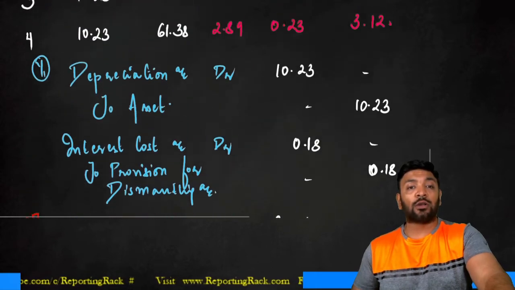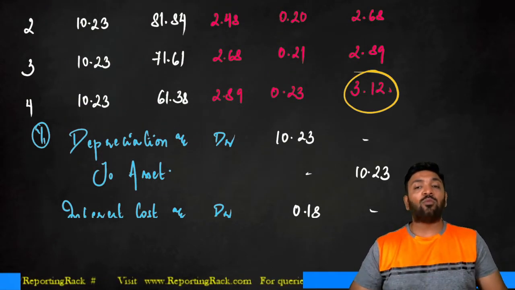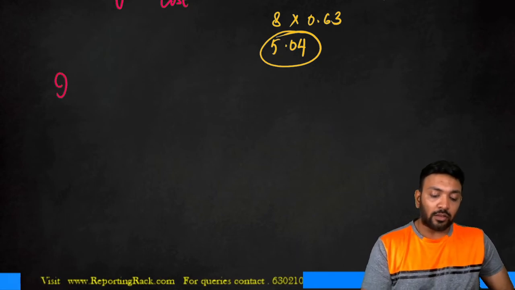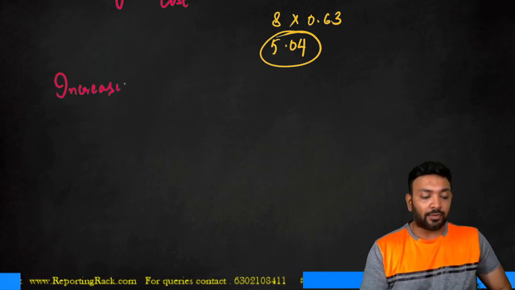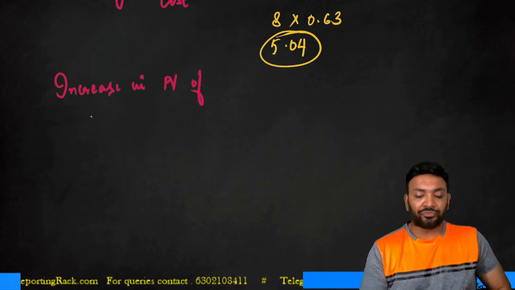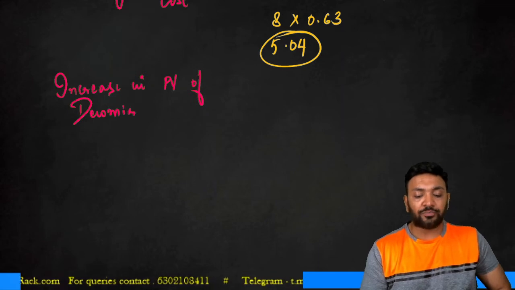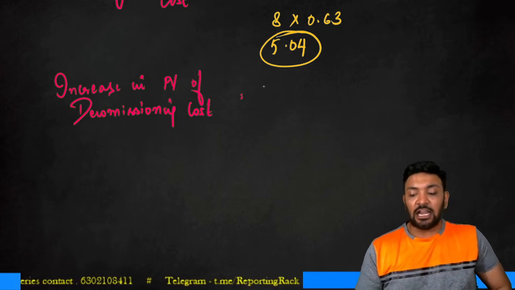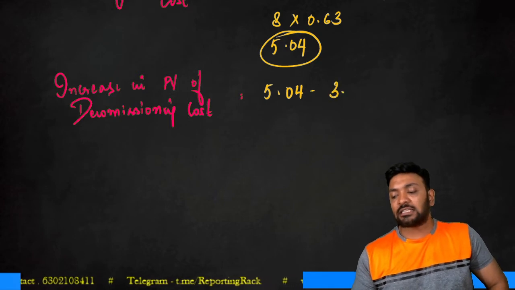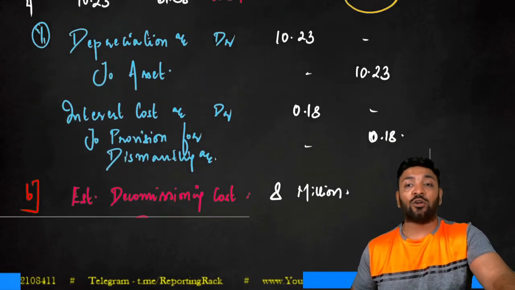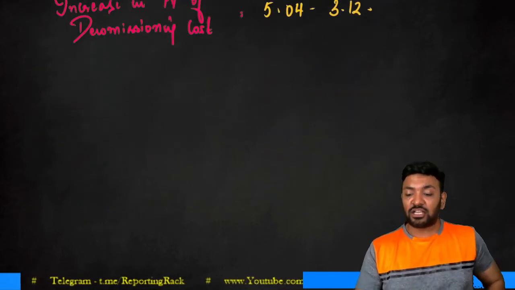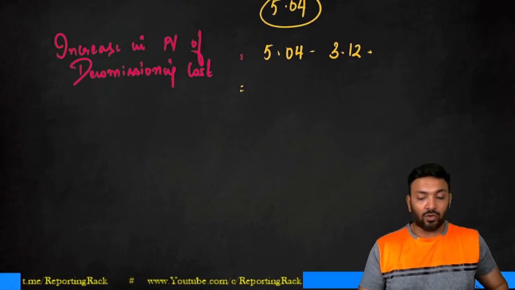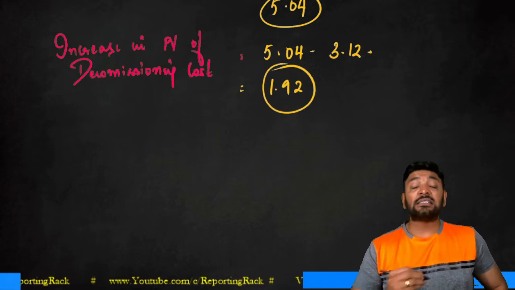But at the end of year 4, if you look at, the decommissioning liability is only 3.12. So your decommissioning liability should increase to become 5.04. Increase in present value of decommissioning cost. What is the increase in present value of decommissioning cost? It has to become 5.04. It was 3.12 earlier as per previous one, which we calculated. So therefore, the increase should be how much? The increase should be 1.92. How do you recognize this?